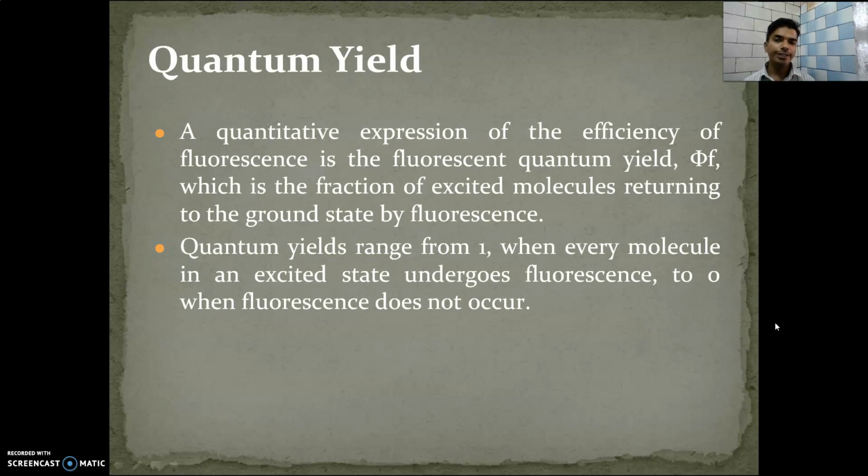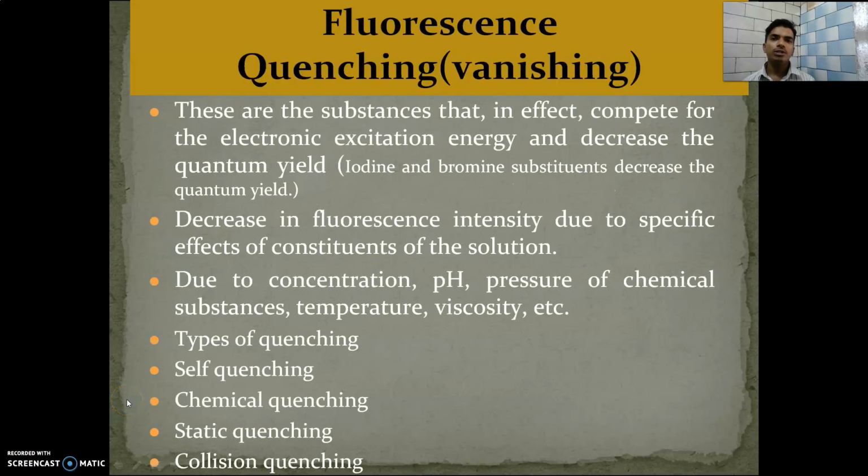Then the remaining point is quantum yield. It is a quantitative expression of the efficiency of the fluorescence, the fluorescent quantum yield. It is indicated by psi f, which is the fraction of excited molecules returning to the ground state by fluorescence. So quantum yield ranges from 1, when every molecule in an excited state fluoresces, to 0 when fluorescence does not occur. So quantum yield is very important, as it affects the intensity of the fluorescence.